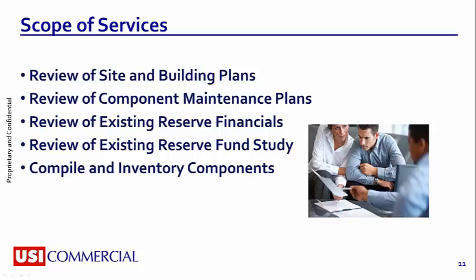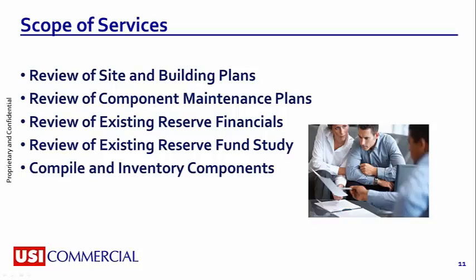The purpose of the scope of the study is to be used as a tool to assist the association in developing a funding plan for future repair or replacement of major common area components and elements. If available and applicable, we review and conduct the following. We review site plans, building plans, and other collateral documents provided to us. Review component maintenance plans. Review existing reserve fund studies, if they're provided.